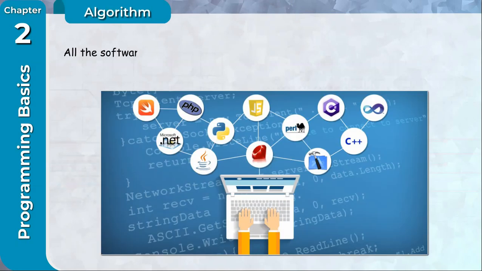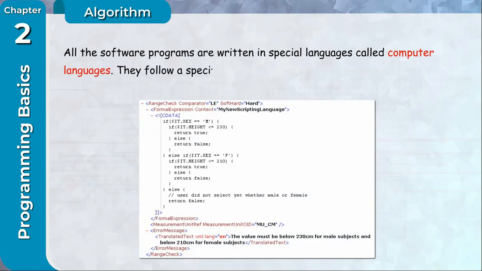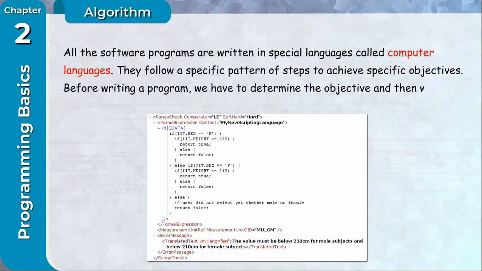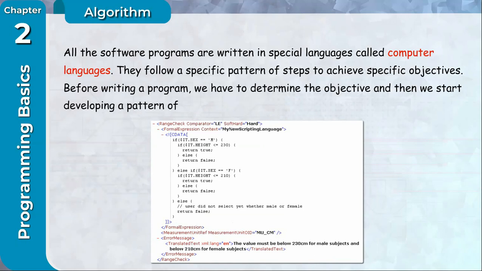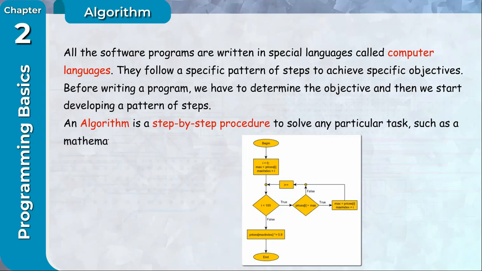Algorithm. All the software programs are written in special languages called computer languages. They follow a specific pattern of steps to achieve specific objectives. Before writing a program, we have to determine the objective and then we start developing a pattern of steps. An algorithm is a step-by-step procedure to solve any particular task, such as a mathematical or a logical problem.